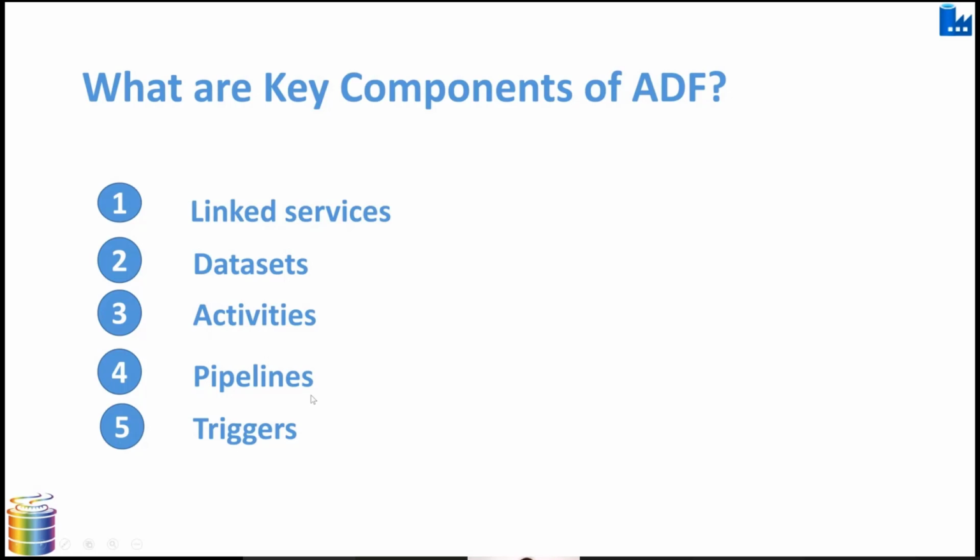The fourth one is pipelines. A pipeline is a logical group of your activities. For example, if in your workflow you need to load and transform your data, then in your pipeline you have two activities: one activity to move your data, and a second activity to transform your data. That will be done under one pipeline.